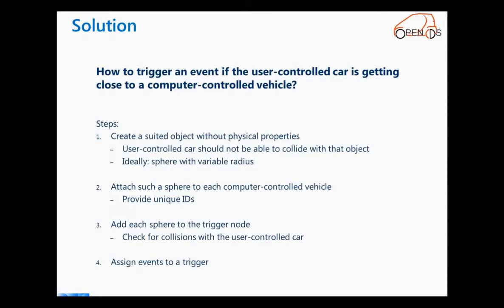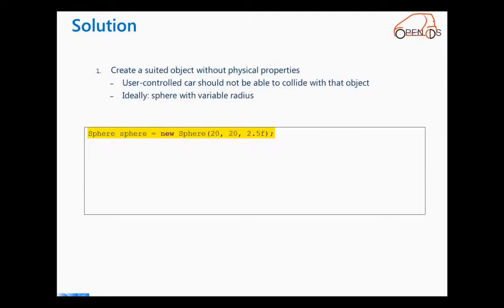Knowing the ID, I would also know the ID of the car which I approached too close, and can output special messages according to that ID. So let's dive into the first step, where we want to create suited objects without physical properties, as we already said, a sphere.